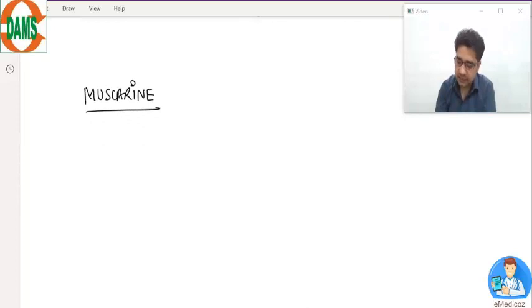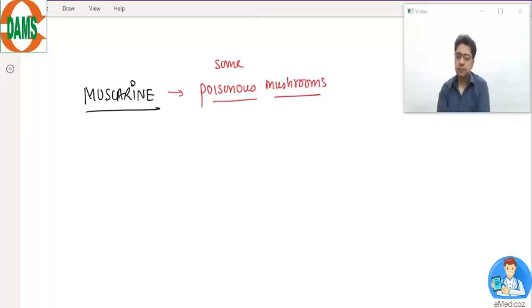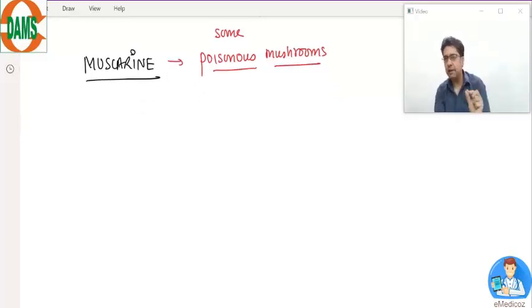So muscarine is present in some poisonous mushrooms. Yes, it was given as an anti-obesity. Now, let's make the last part that will finish our directly acting drugs.